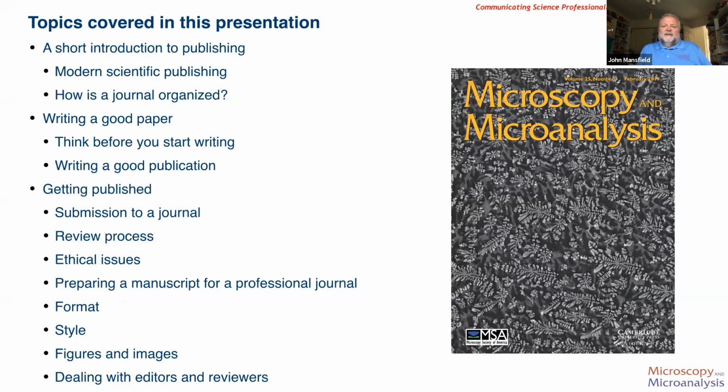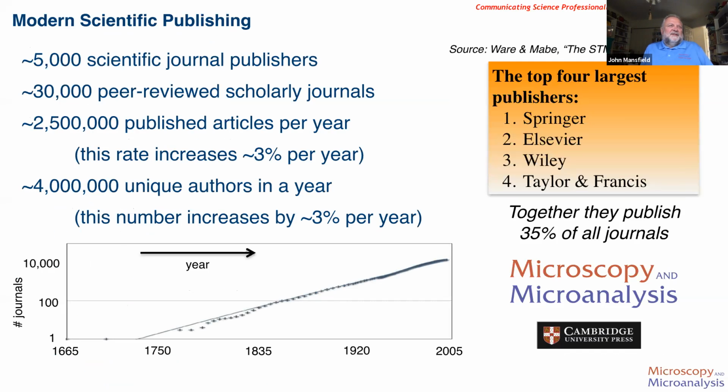Okay, so if you actually look at scientific presentations these days, there's an amazing number. This slide is stolen shamelessly from one of our competitors, Angus Kirkland, who's the editor-in-chief of Elsevier's Ultramicroscopy. And he and I did a presentation at the International Conference back in Sydney last year, and I've stolen this slide because it gives you those mind-blowing statistics. There are apparently about 5,000 scientific journal publishers and about 30,000 peer-reviewed scholarly journals, 2.5 million published articles a year and about 4 million authors.